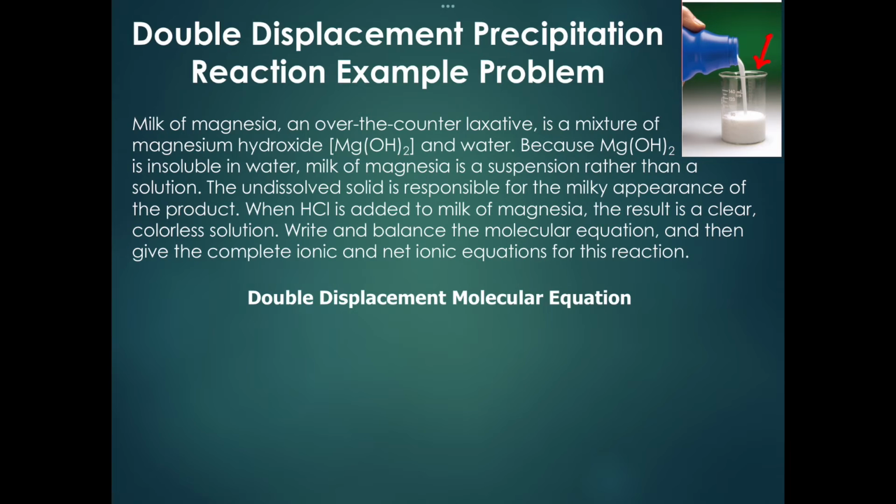So that's what it says, a suspension. It's kind of just hanging out in there, but it really is still a solid. It's not dissolved. When hydrochloric acid is added to milk of magnesia, the result is a clear, colorless solution. So if I took this cloudy white substance and poured in hydrochloric acid, it would turn completely clear.